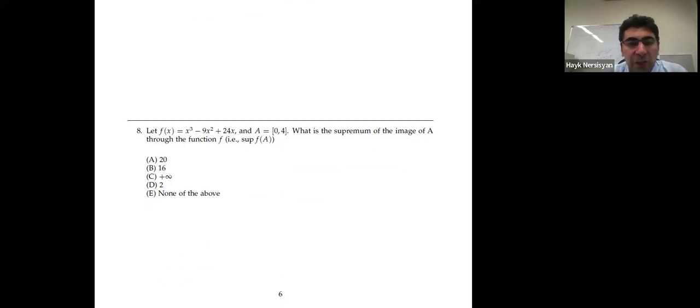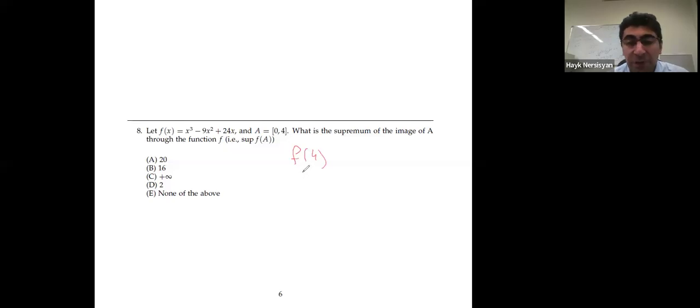We are given the function f equals x cubed minus 9x squared plus 24x, and our domain is the closed interval from 0 to 4. What is the supremum of the image of A through function f? Okay, so we have to find the supremum of f(A). To do it, we need first to understand what f(A) is and then find the supremum. Our naive approach would be that the supremum is f(4), but not necessarily will this be true.